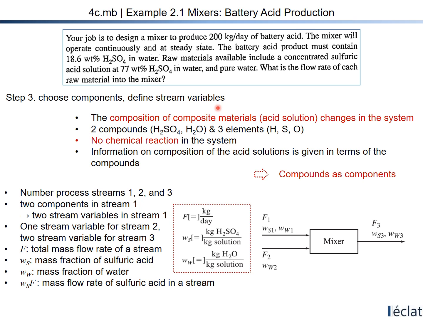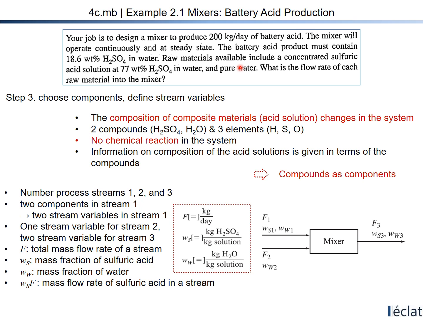So we have 3 choices for the components for the material balance equation. The first one is elements. In this case, hydrogen or sulfur atom or oxygen atom. In the other case, compounds could also be used as the components for a material balance equation. In this case, sulfuric acid and water are compounds. The third choice would be mixed or composite materials, like the concentrated sulfuric acid solution, the final 18.68% sulfuric acid solution, and pure water would be considered as composite materials. Then what is your choice?